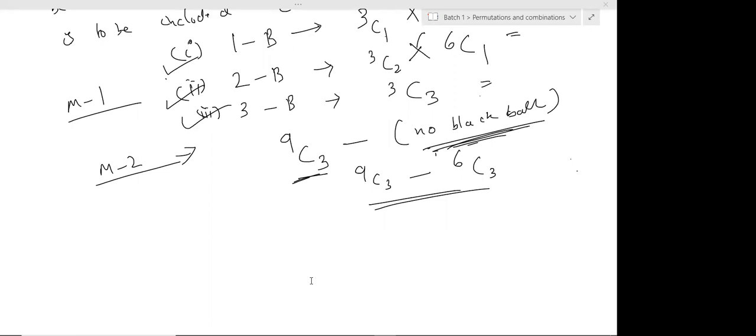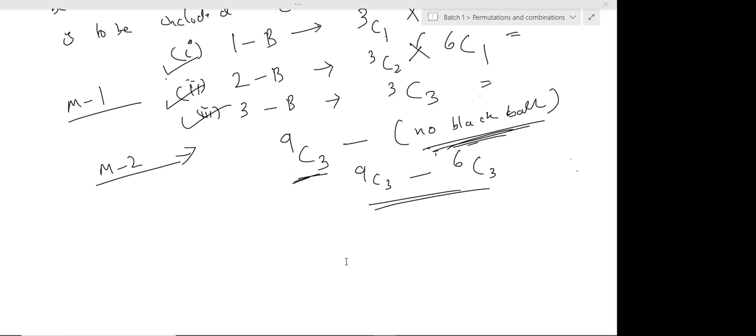Gautam, have you finished the NCERT permutations? Not yet. All right. Please finish it till the next class.